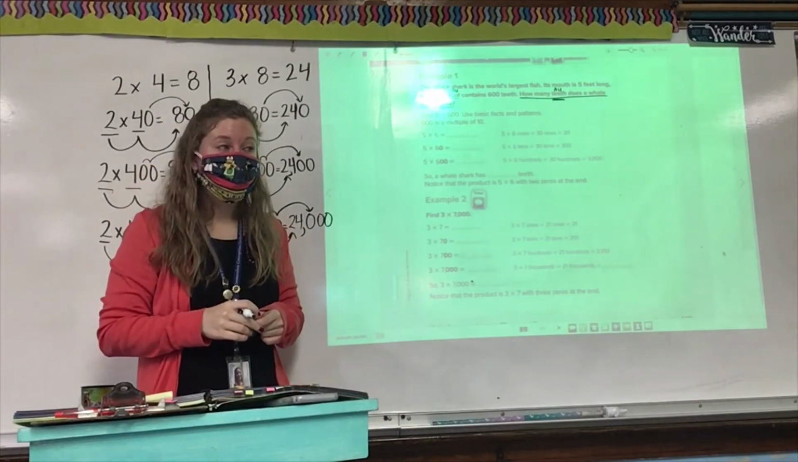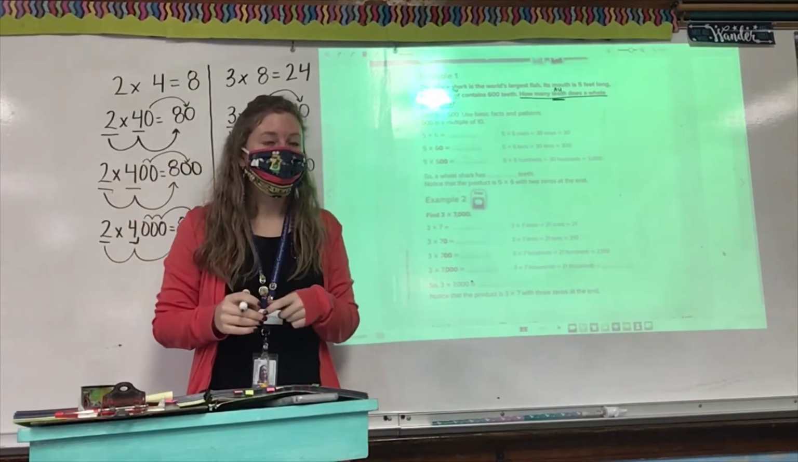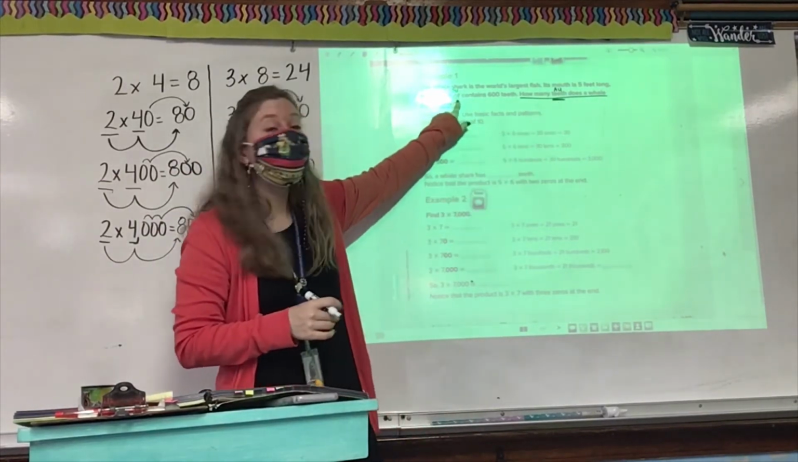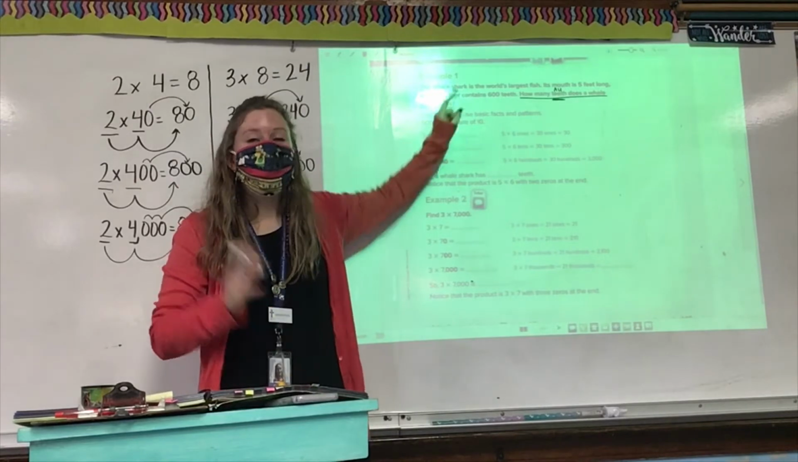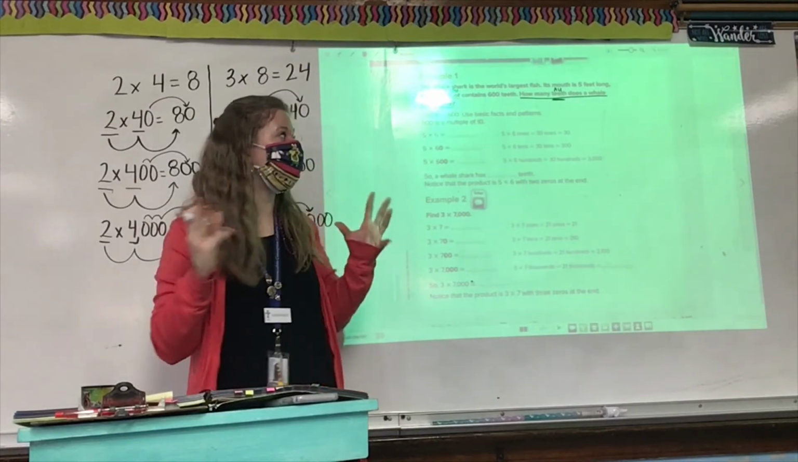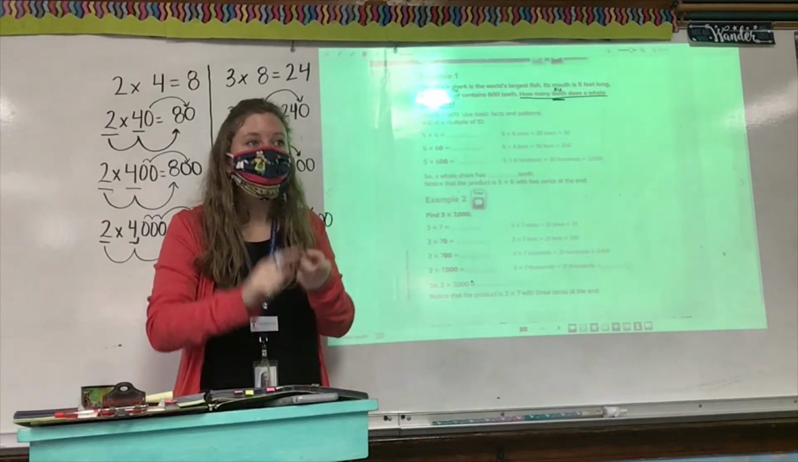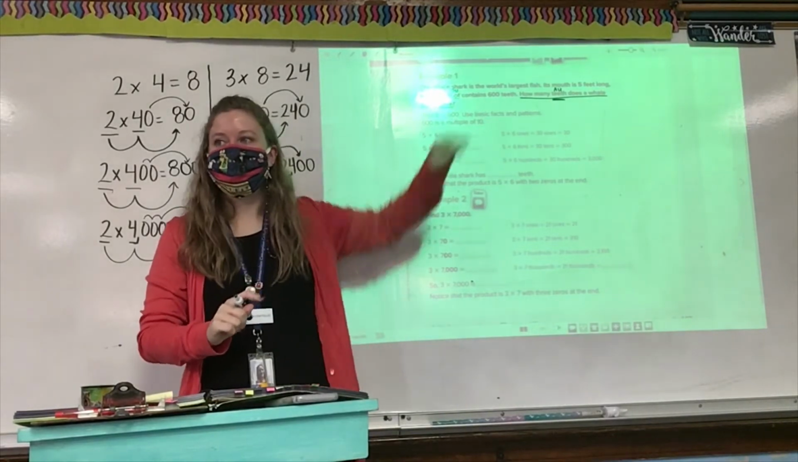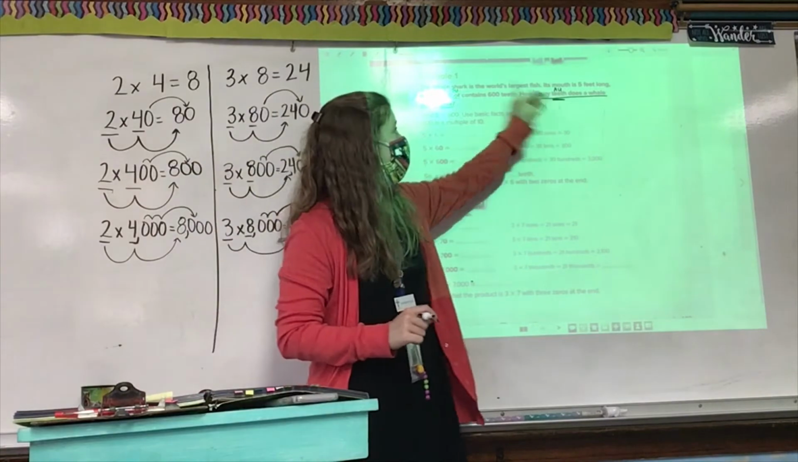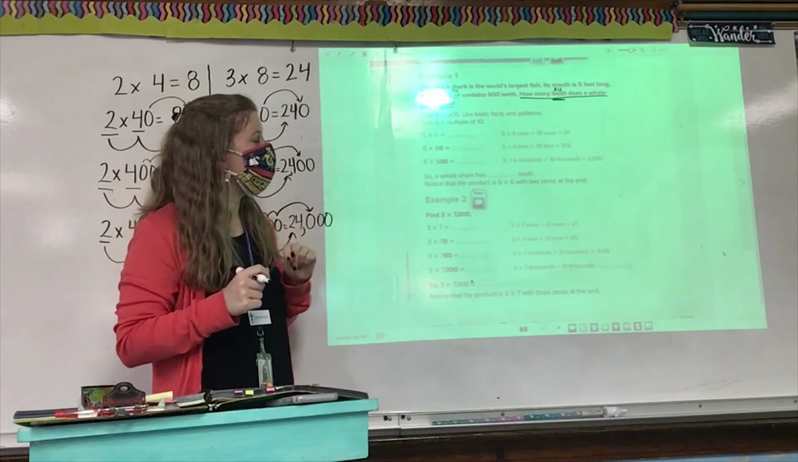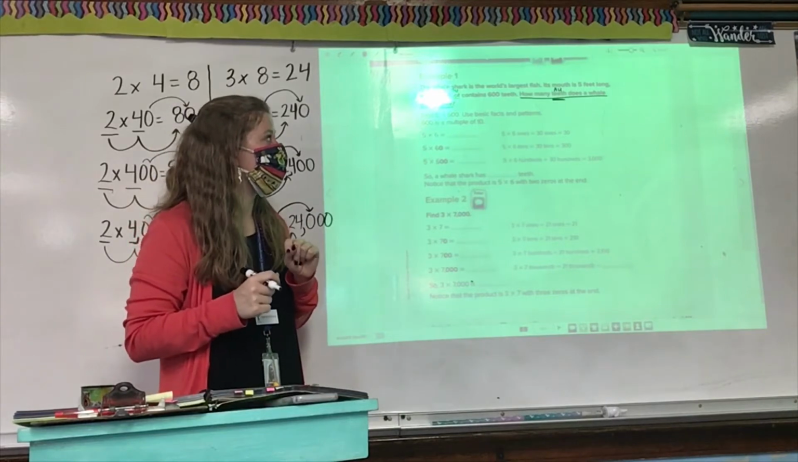That means when I go back and reread, I need to find a number of teeth and a number of feet. I know those are my numbers. Once I figure out what those numbers are, then I can figure out, okay, am I multiplying or am I dividing? So let's go back through and read, find a number for teeth, and find a number for foot or feet. The whale shark is the world's largest fish.